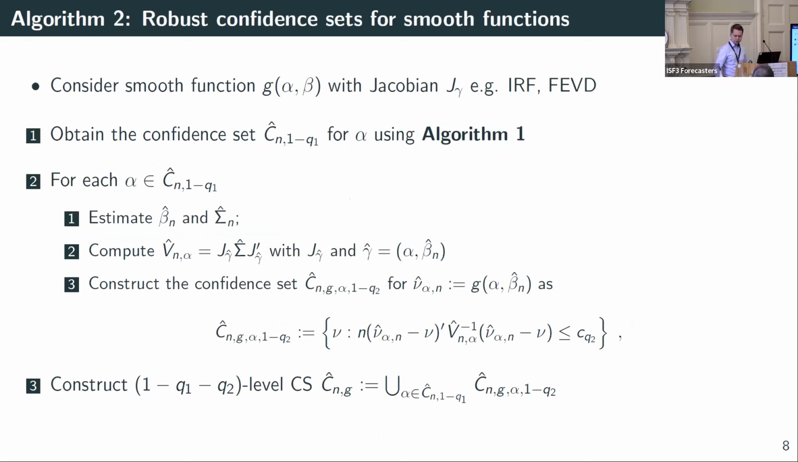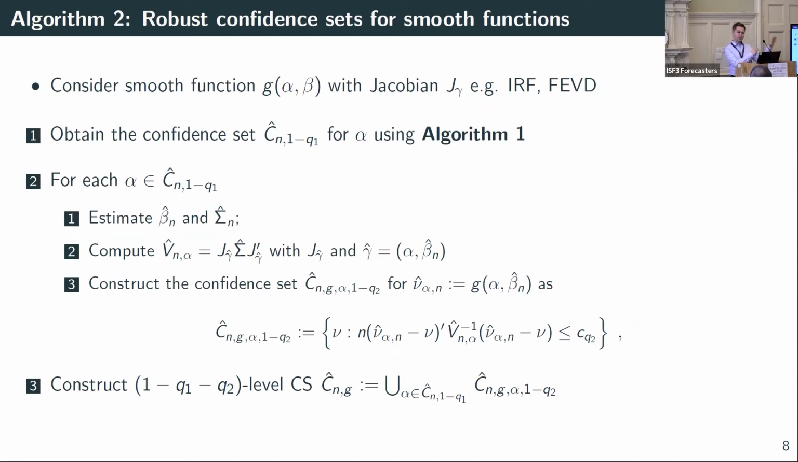Okay, the second approach that we have in the paper is then how can we use this to construct valid inference on any smooth function of this weakly identified parameter alpha and the strongly identified parameter beta. And so the way that we do this is we have some function g where we have a Jacobian J of gamma. So this could, for example, be the IRF or the forecast error variance decomposition. And J gamma here just denotes the derivative with respect to these parameters.